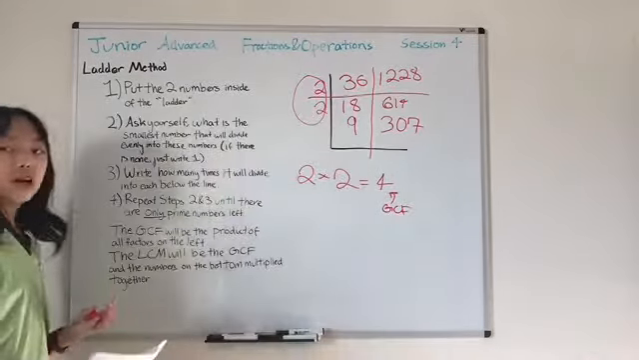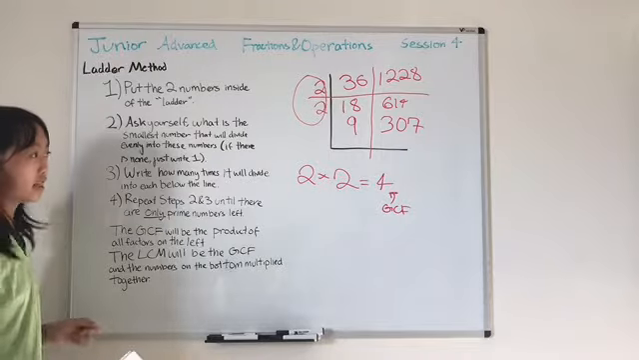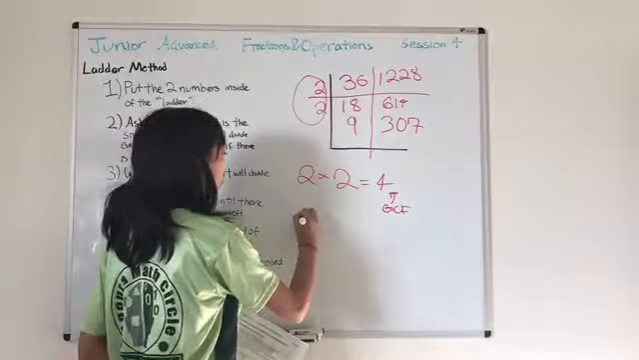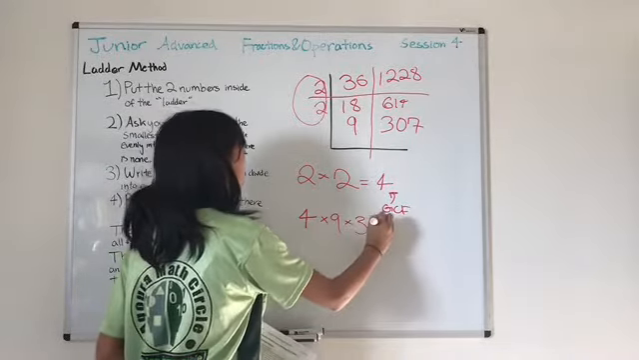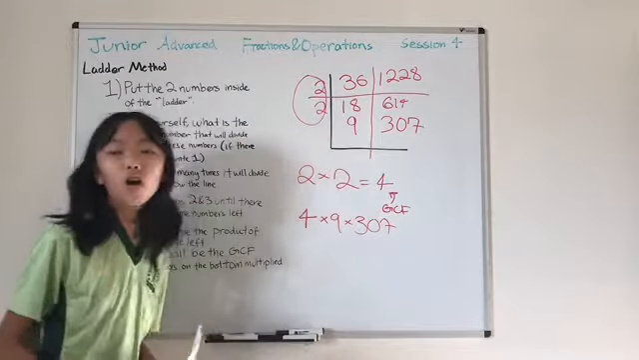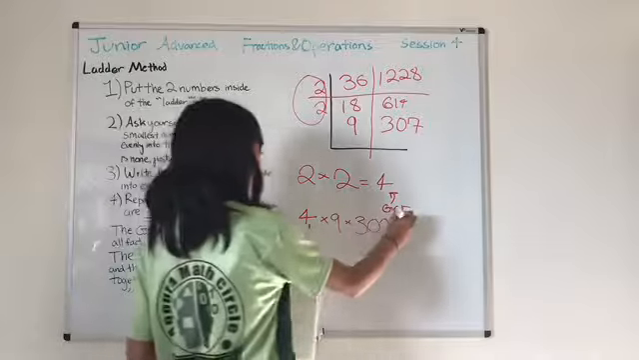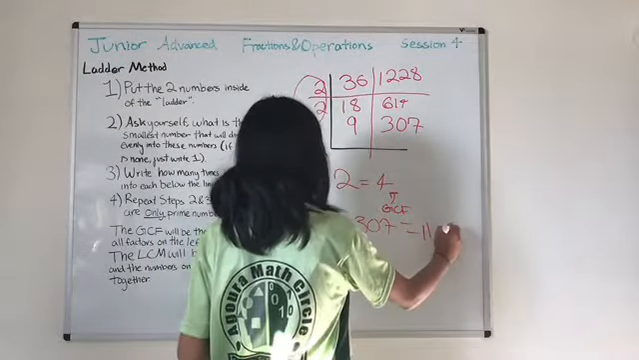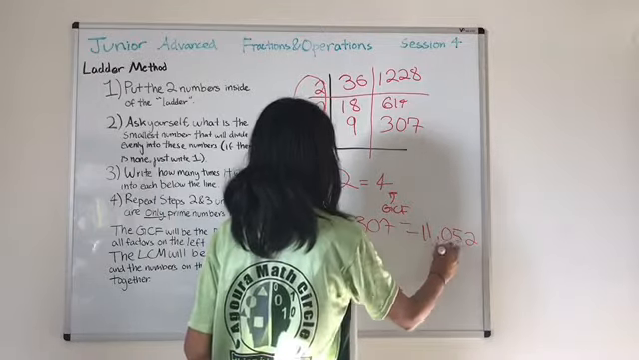And the LCM will be the GCF and the numbers on the bottom multiplied together. So it would be 2 times 2, which is 4. So it's 4 times 9 times 307, because 9 and 307 are on the very bottom row and are the numbers that we ended with. And this equals 11,052. So this would be our LCM.